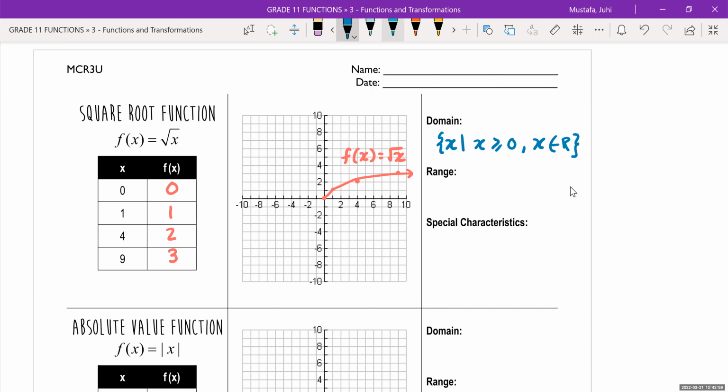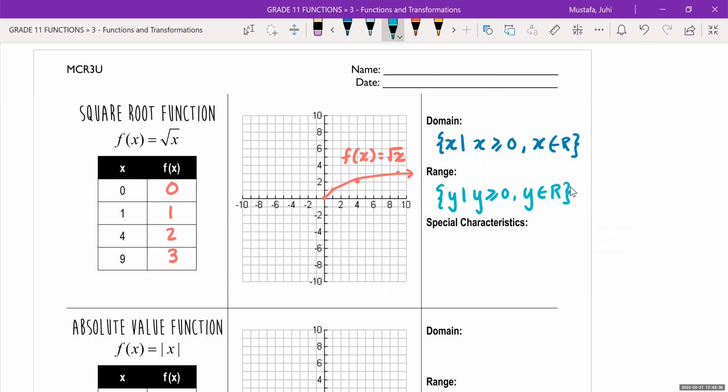Okay, now for the range, again, for the range, you're looking top to bottom. You're figuring out where the graph starts and then how high up it goes or how low it goes. You can see that this graph starts at 0 and then it goes on forever in the positive direction upwards. So how would you describe this graph, Sarah? Yeah, so we're going to say the set of all y values such that y is greater than or equal to 0, and y includes all real values.